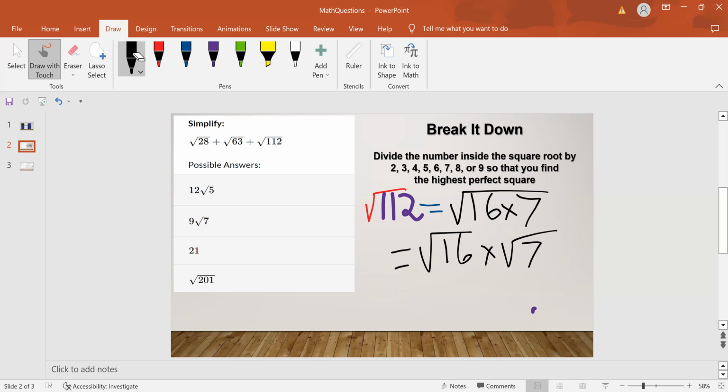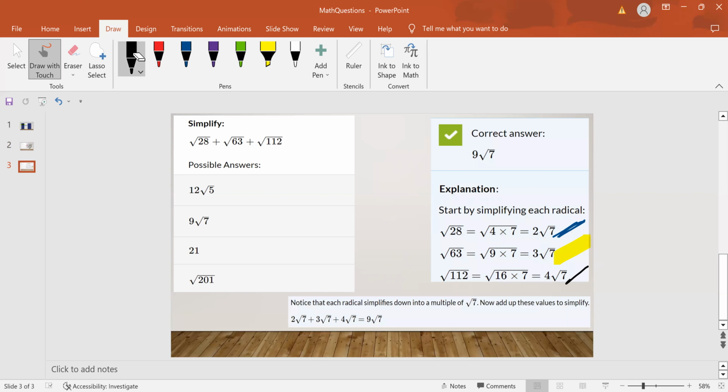16 is a perfect square. The square root of 16 is a regular 4 because 4 times 4 gives you 16. So you have 4 radical 7. That is the reason you see here we have 4 radical 7.